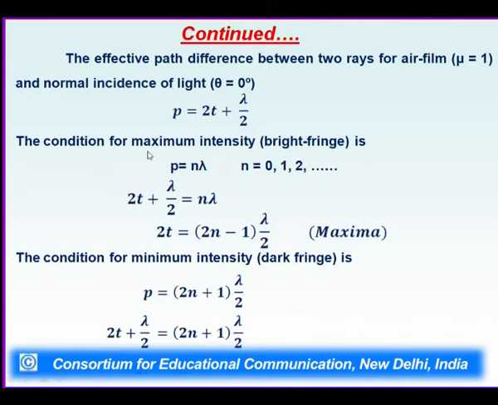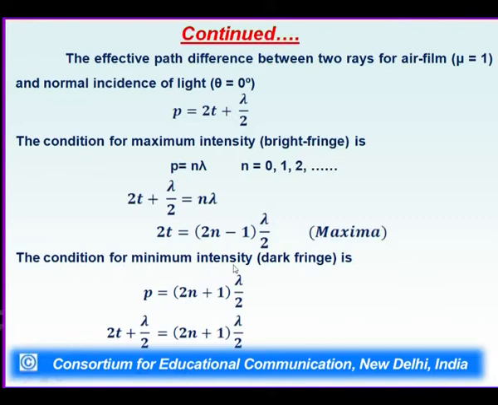Now we calculate the condition for the maximum intensity, meaning the bright fringes, and for the minimum intensity, meaning the dark fringes. For the maximum intensity, we know that P is equal to n lambda, where n is equal to 0, 1, 2. Here we put the value of P, which is 2t plus lambda by 2, equal to n lambda. Here we get 2t is equal to (2n minus 1) lambda by 2. This is the condition for the maximum intensity.